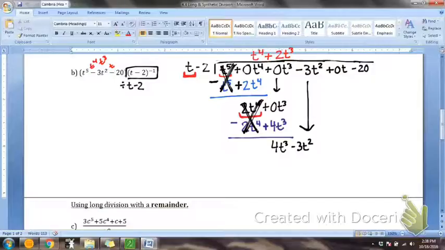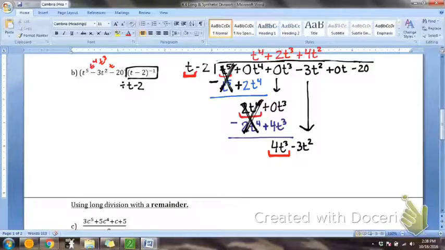And now, again, we go back and ask ourselves the question. What do I have to multiply t by to get 4t cubed? Think about it. What do I have to multiply t by to get 4t cubed? 4t squared. Okay, so that's going to... It should go in order like that. Yeah, you're exactly right. 4, 3, 2? Yeah.